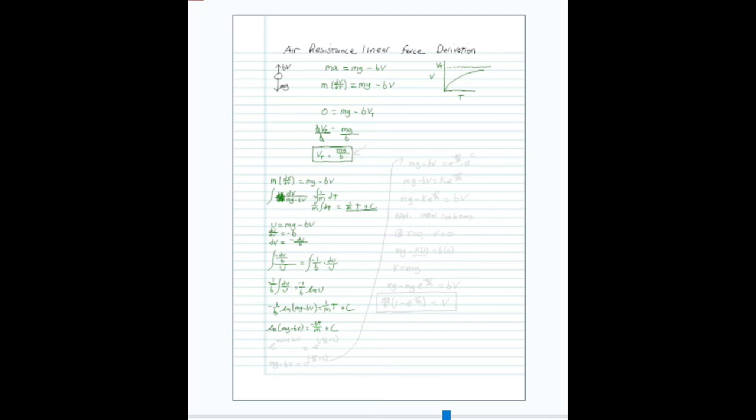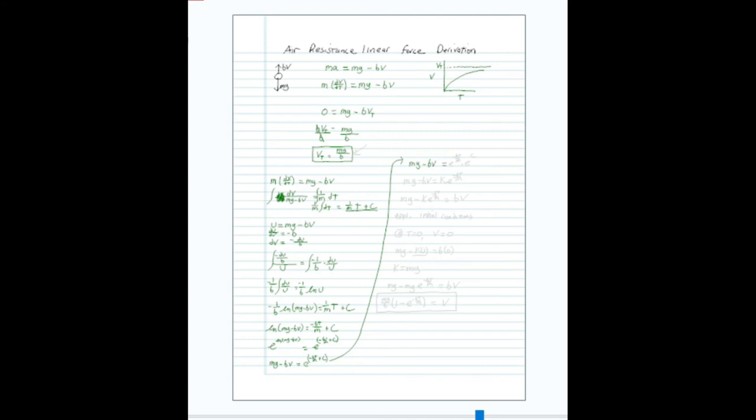Now we have the natural log of this mess on the left, so we need to exponentiate both sides. So you want to imagine e to the ln mg minus bv equals e to the negative bt over m plus c, like this. Now, the left side, e to the natural log of something just gives you the something. So we have mg minus bv equals e to the negative bt over m plus c, like this. I'm going to carry this over here so we have some more room. Okay, the left side we're going to keep the same for a second.